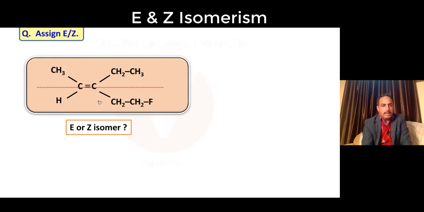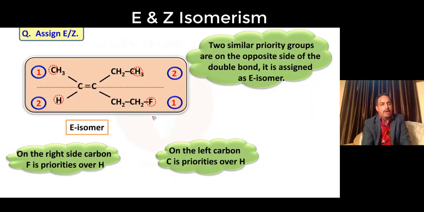Now, again another example. We have an example of this compound. Here CH3 group and hydrogen are given in the left hand side, whereas ethyl and ethyl fluoride groups are given in the right hand side. So first we will assign priority, and then on the basis of that we will assign E and Z isomerism. As per the first point of attachment, in the left hand side is carbon and here hydrogen, more preference is given to the carbon atom. It will be of 1 priority. Hydrogen will be of second priority.